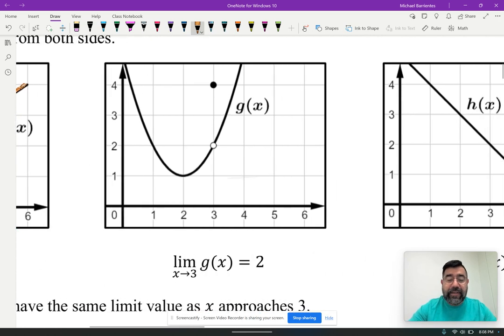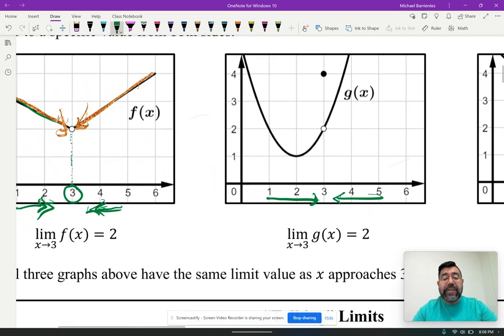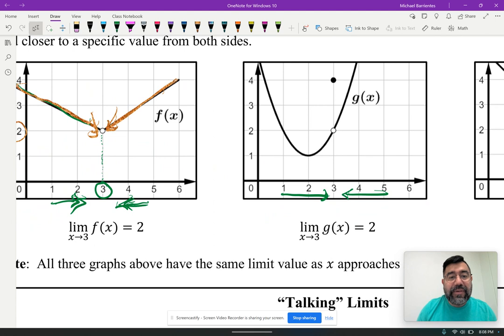Okay, well, let's take a look at this one. I want to know what happens as my x's get closer and closer to 3. If you haven't noticed, under these graphs there are some statements. This part of the statement tells you where to look. It tells you which x value we're going to focus on. We're focusing on x equals 3.